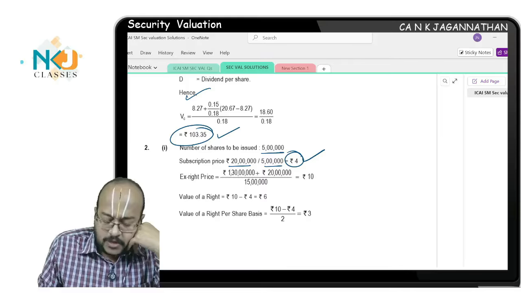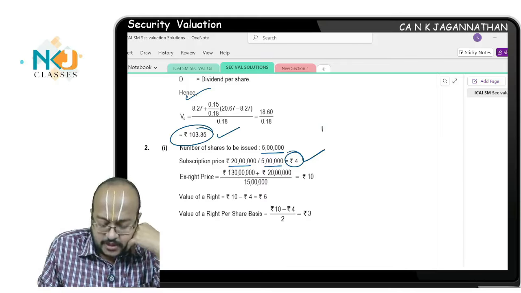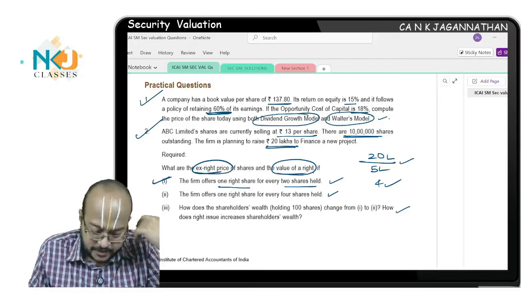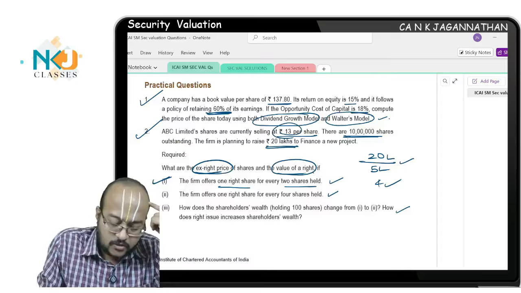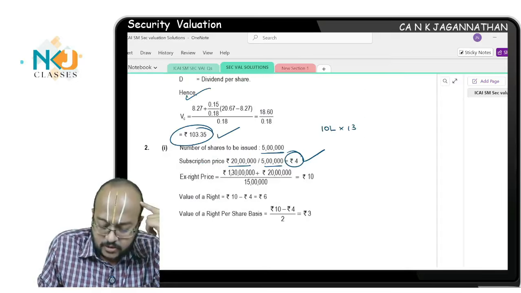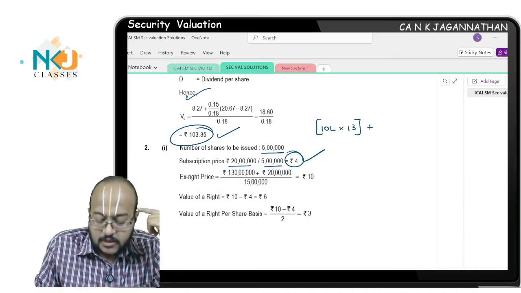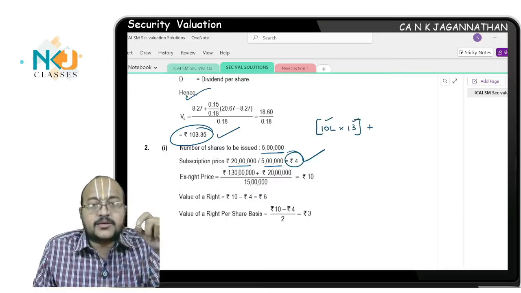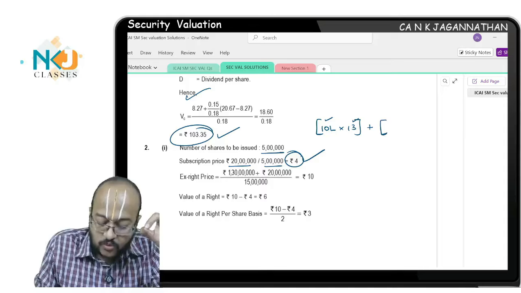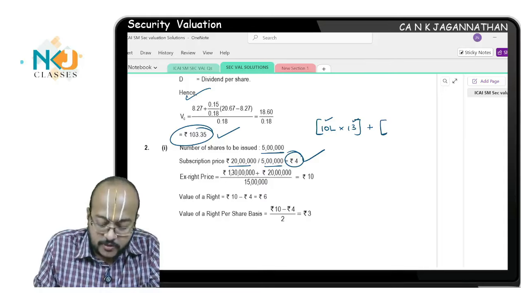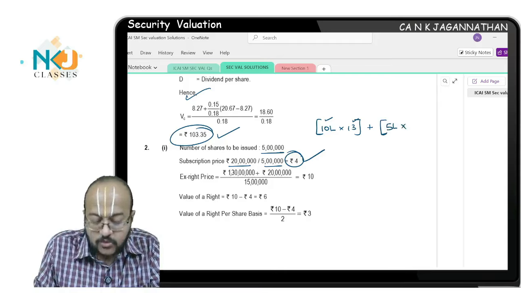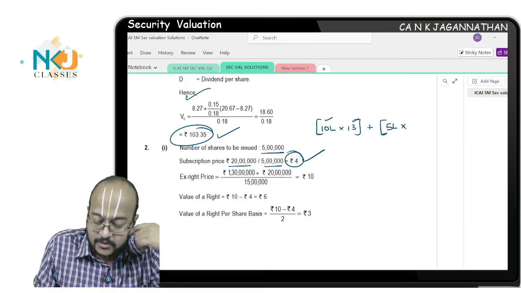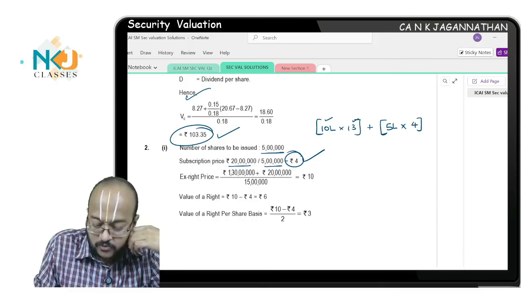See, existing number of shares, which means 10 lakh shares, into the current share price of 13. Current share price is how much? 13 per share. We already know that: 10 lakh into 13, existing number of shares into current share price, plus the new rights issue. Rights shares have been issued now. How many shares? 5 lakh shares into the rights price. At what price? The subscription price, it was issued at 4 per share, correct?